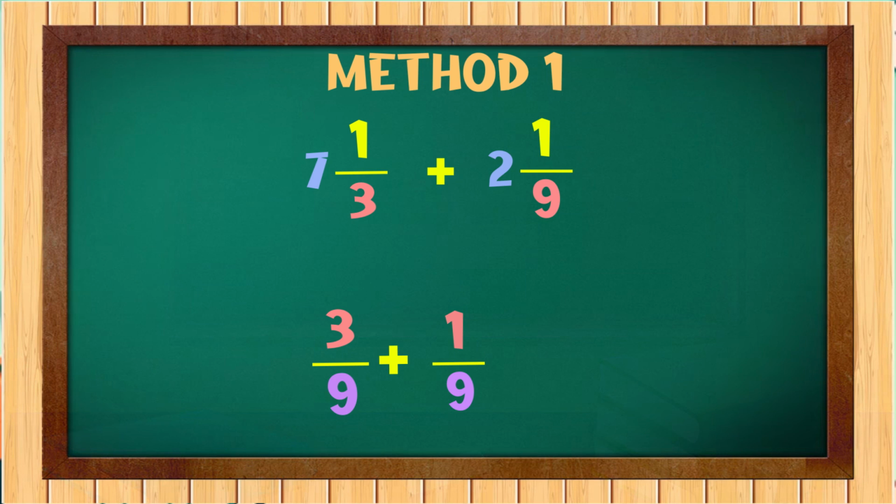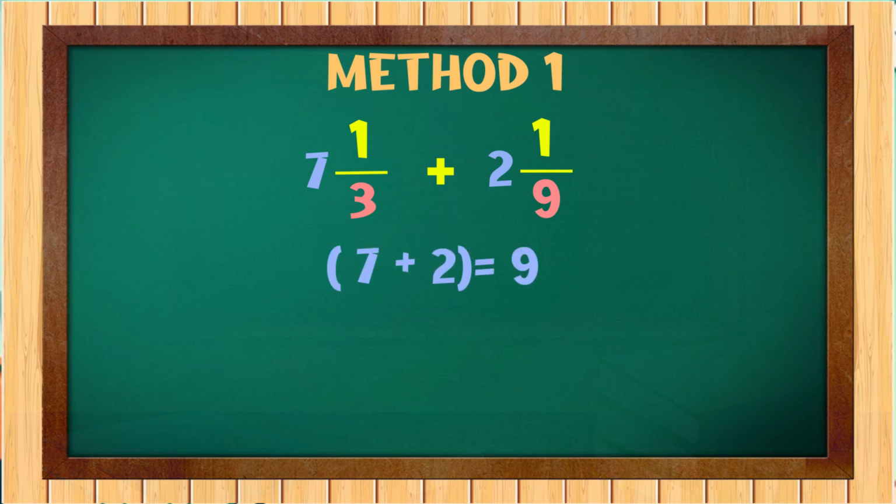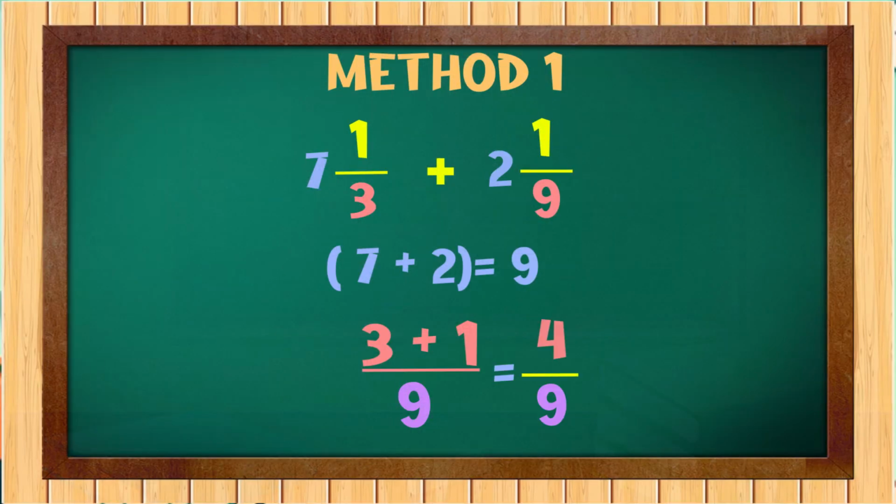Now we can add. Let's add our whole numbers. 7 plus 2 equals 9. 3 plus 1 equals 4. And we replace the common denominator. Boys and girls, could we write the answer 9 4/9 on the answer line? Yes, we can, because it is already in its simplest form.